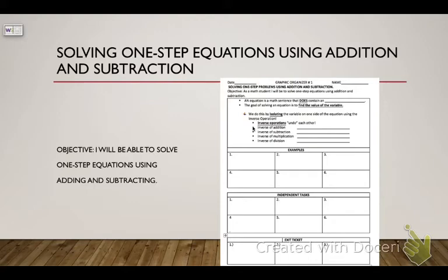Hey, today, kids, we're going to be talking about solving one-step equations using addition and subtraction. Your objective will be: I, as a math student, will be able to solve one-step equations using adding and subtracting.